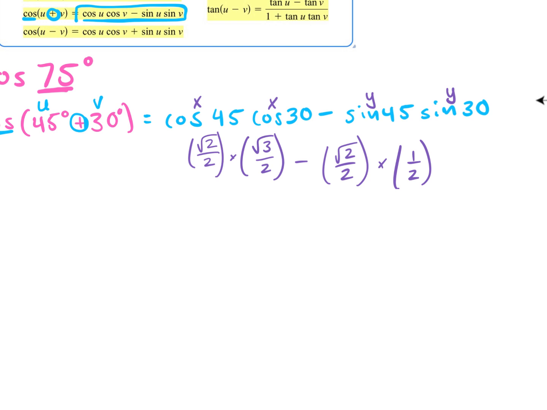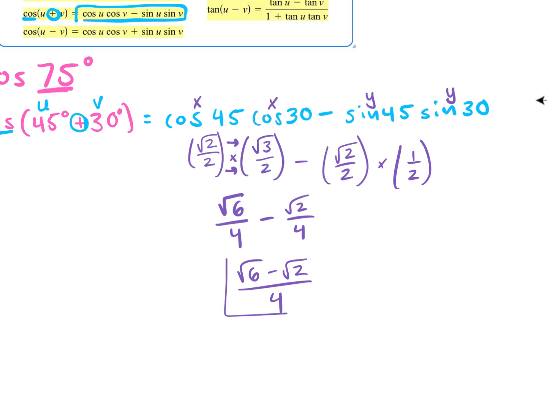How do I multiply fractions? Straight across. So square root 2 times square root 3 would be square root 6, and 2 times 2 would be 4. Minus square root 2 times 1 is square root 2, and 2 times 2 is 4. So square root 6 minus square root 2, since we have a common denominator, we can subtract them. We have square root 6 minus square root 2 over 4. So this would be our answer.